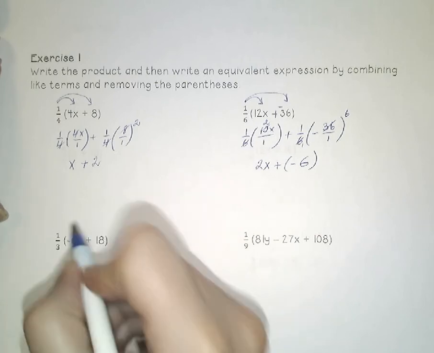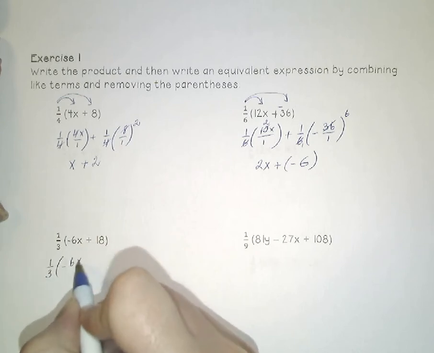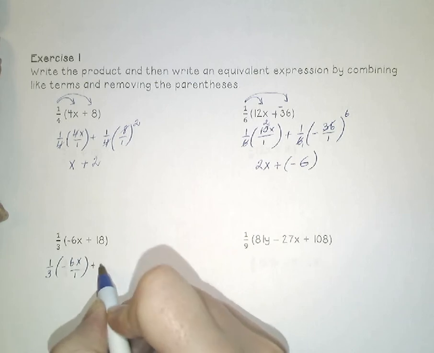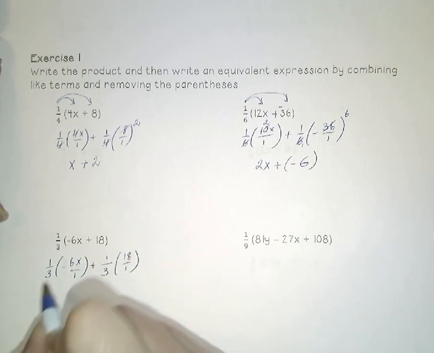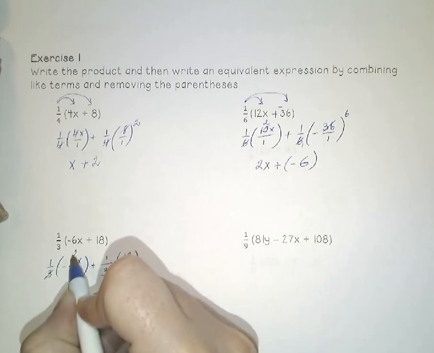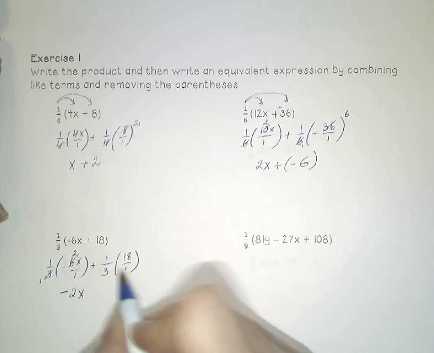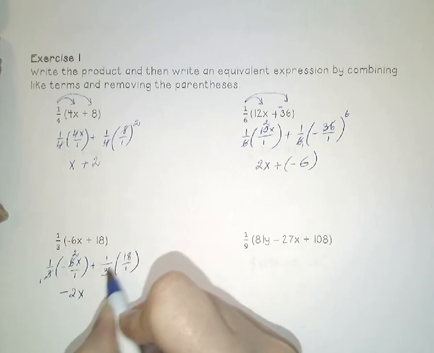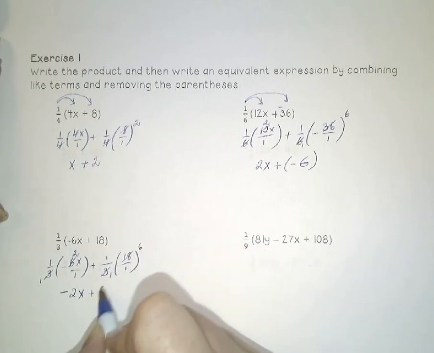Next one, same exact thing, multiplying 1/3 by negative 6x over 1 plus 1/3 multiplied by 18 over 1. 3 and 6 can get simplified by 3. 6 will become 2. 3 will become 1. 1 times negative 2x is negative 2x. 3 and 18 can get simplified by dividing both numbers by 3. 3 will become 1. 18 will become 6. So we get plus 6.